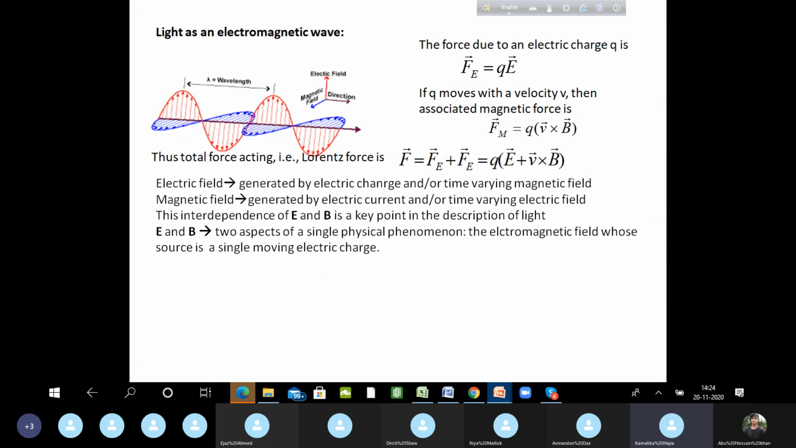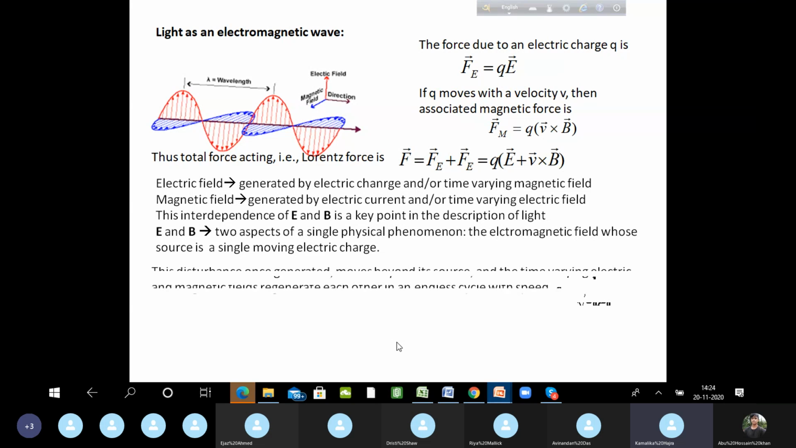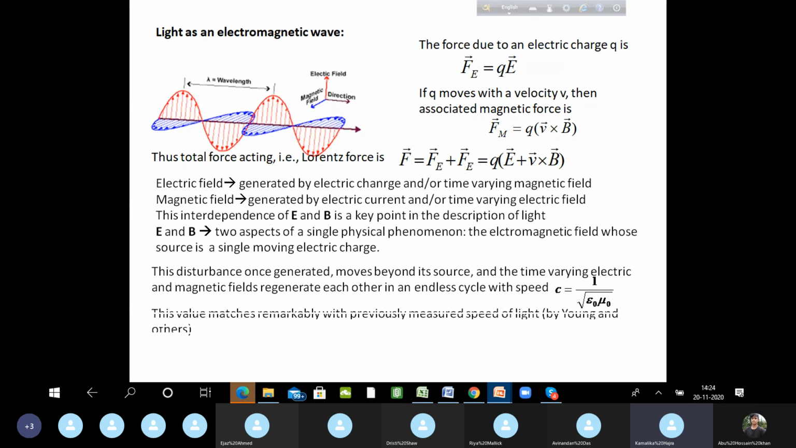Light is an electromagnetic wave, and this is important, that there is an electric field and there is a magnetic field. And if you remember that when we analyze Young's double slit or diffraction or anything, we use the electric portion of the light.